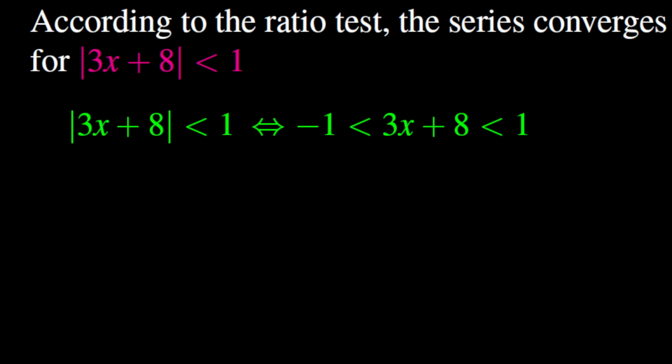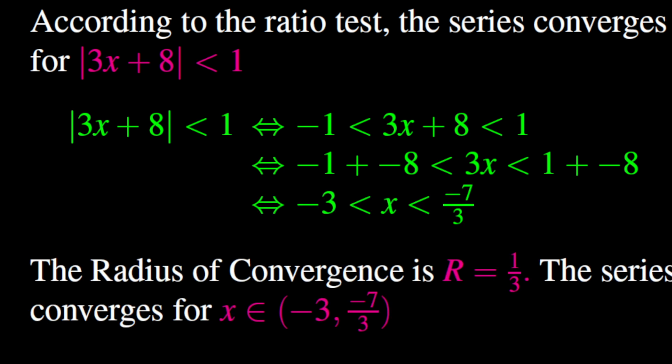According to the ratio test, the series converges if the absolute value of 3x + 8 is strictly less than 1. This is equivalent to the inequality -1 less than 3x + 8, and 3x + 8 less than 1. We subtract 8 from all sides of the inequality, and obtain a new equivalent inequality, -1 + -8 less than 3 times x, and 3 times x less than 1 + -8. This inequality can be further simplified to -3 less than x, and x less than -7/3.